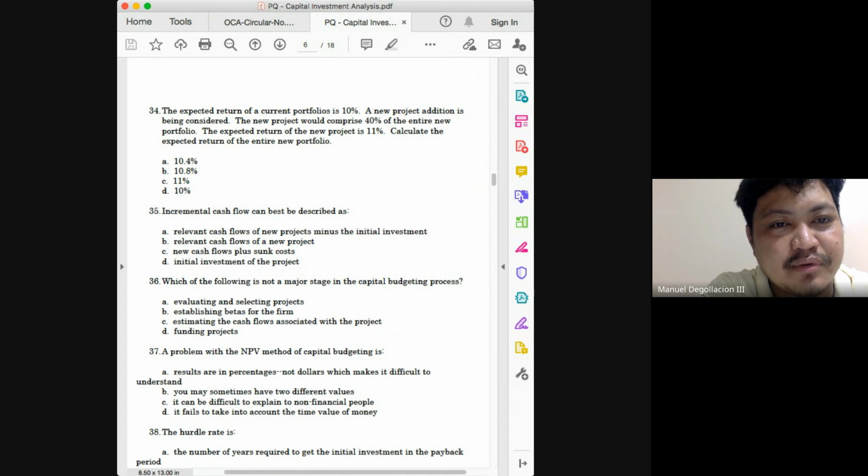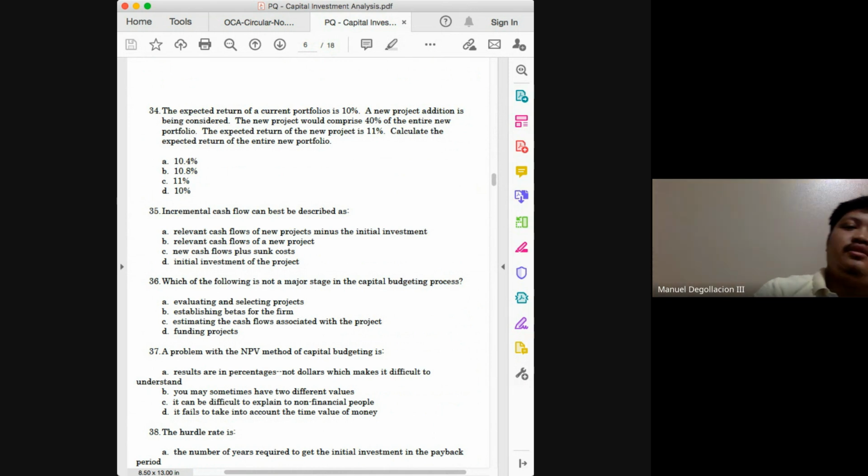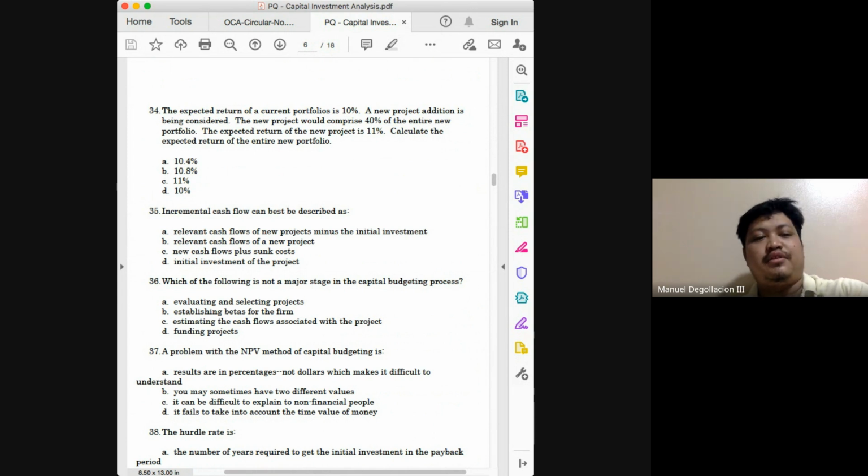Okay, the average was 10%. Then there's an injection of a project that has an 11% rate of return. So you're asked how much then would be the expected rate of return for the entire portfolio. So since the new project will comprise 40% of the total portfolio, that means the existing project will now comprise 60%. So you get 60% of the 10%, you get 40% of the 11%. You add the two to get the 100%. Your answer here would be 10.4%.